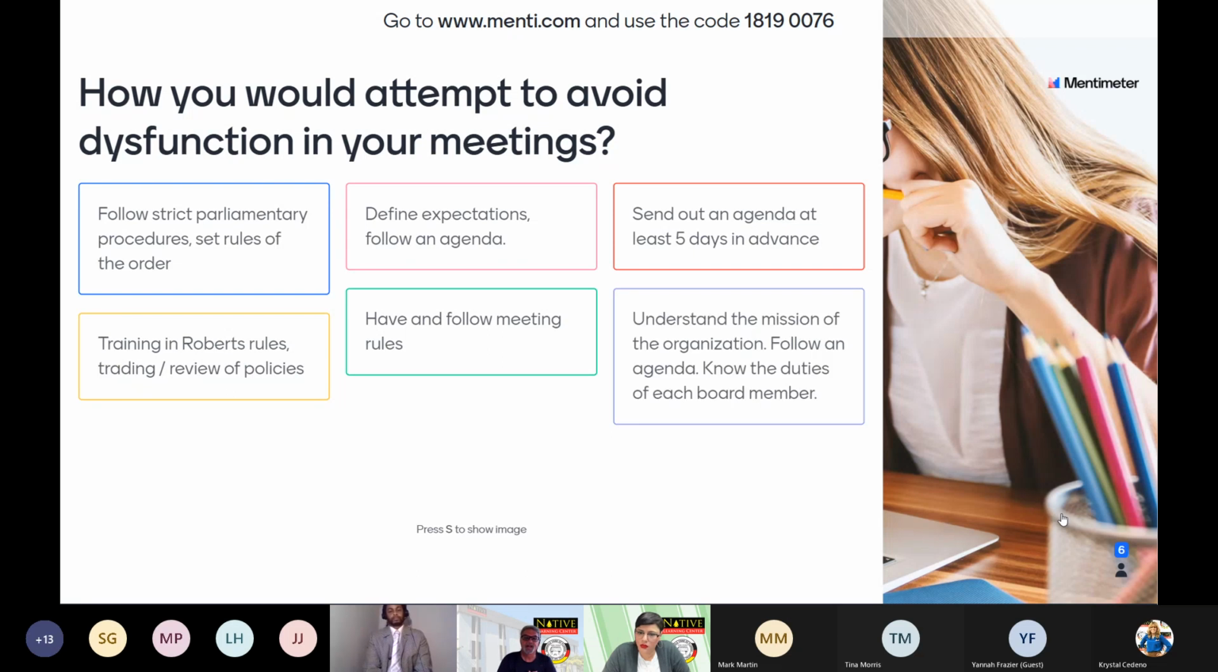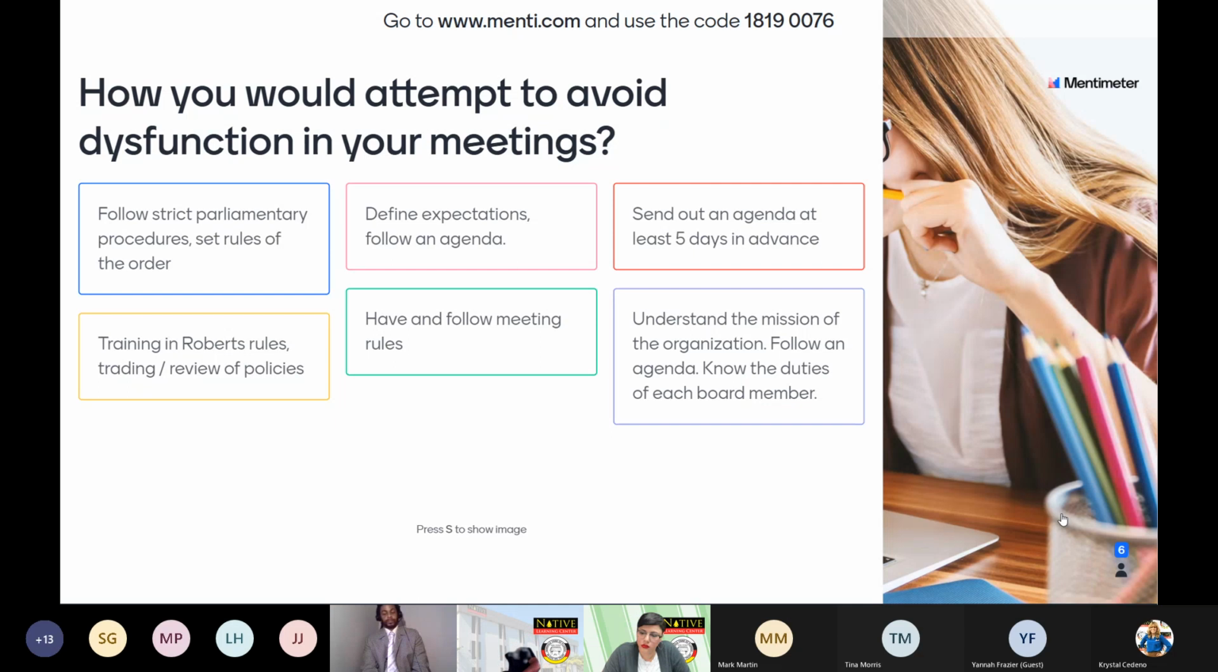Also send out an agenda at least 5 days in advance. Good idea. Always a good idea to send those agendas out in advance. Training in Robert's Rules of Order, reviewing policies. For those of you who don't know, Robert's Rules of Order is parliamentary procedure. When I'm talking parliamentary procedure, I'm actually talking about Robert's Rules of Order, which is a process of parliamentary procedure. My recommendation is to get familiar with Robert's Rules of Order specifically.